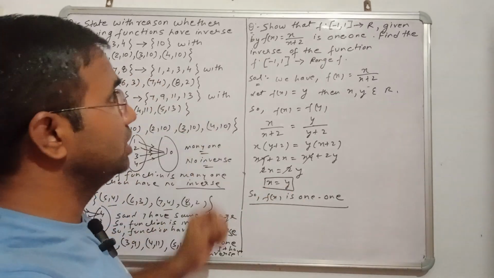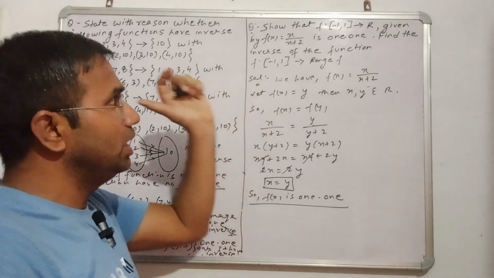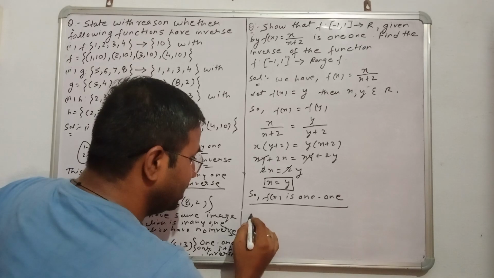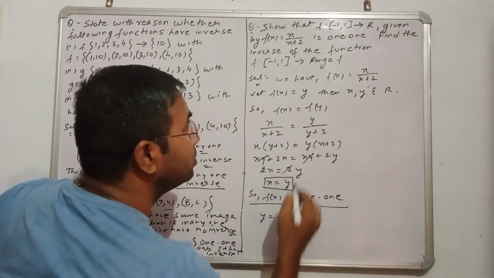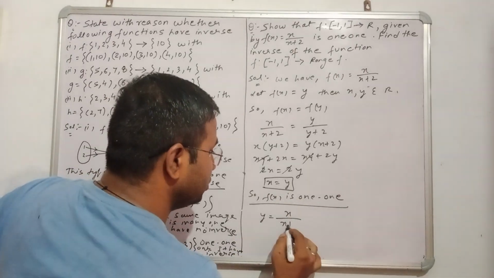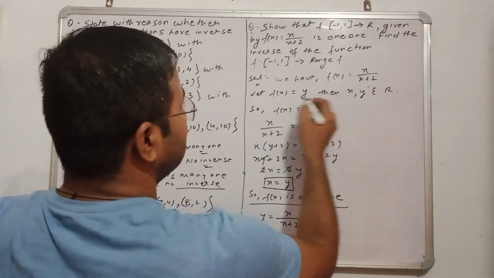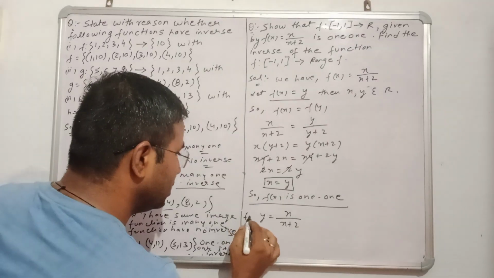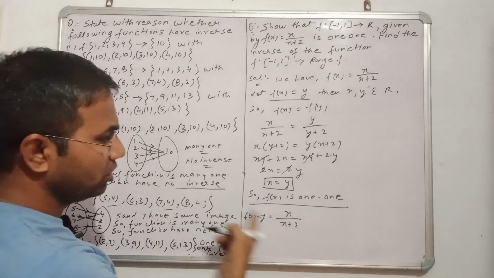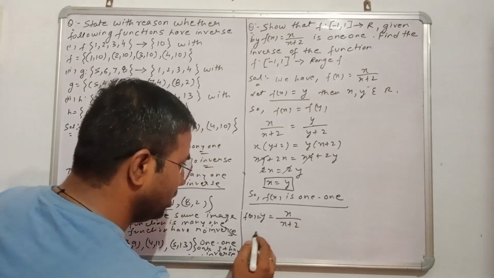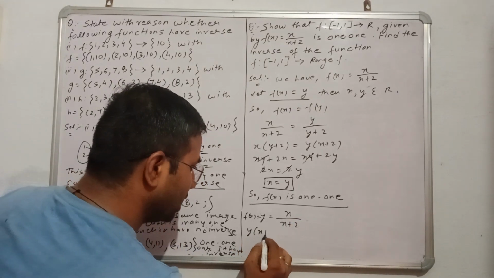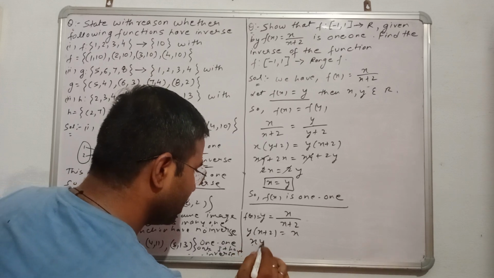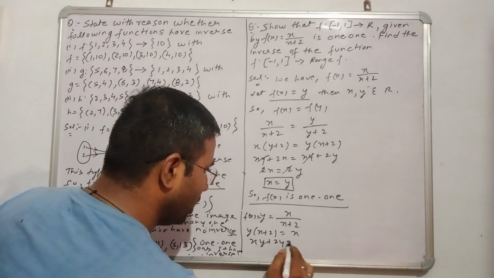So in this way, if it is one-one, then there will be an inverse, and then you have to find the inverse also. So how will you find the inverse? For finding the inverse, you have to write y equals x upon x plus 2. From here, we have taken f(x) equal to y. Now take cross multiply, what will come? y into x plus 2 equals x. So what will come? xy plus 2y equals x.